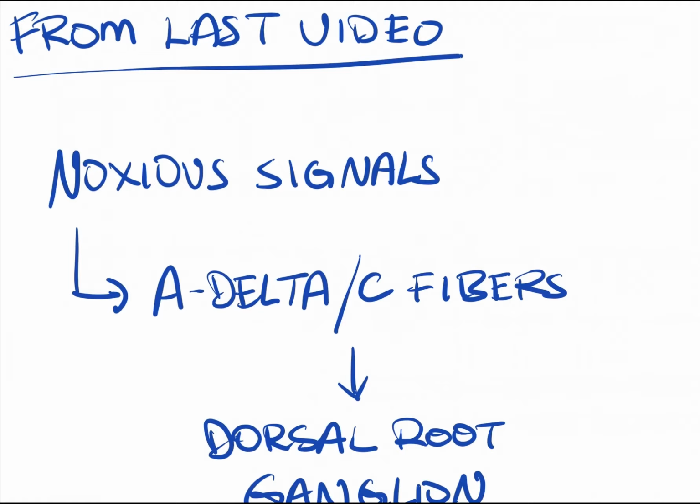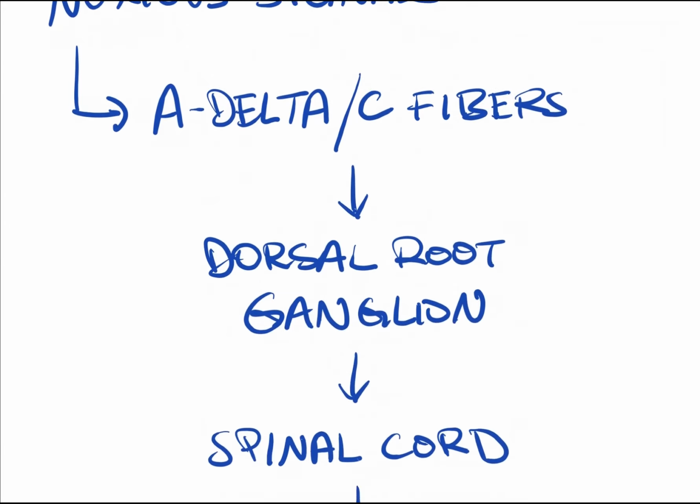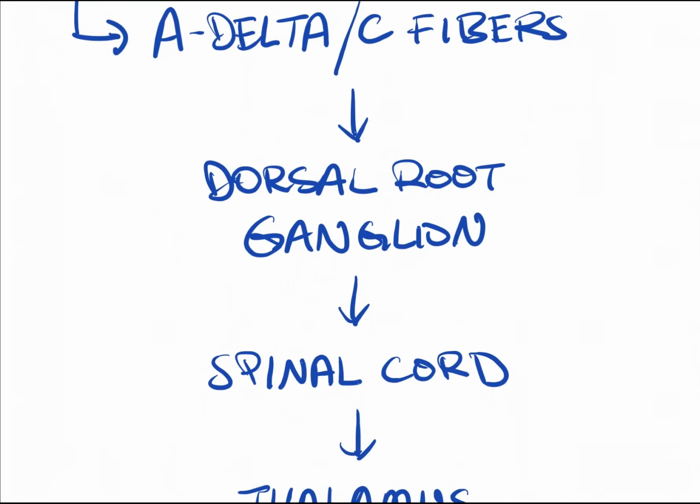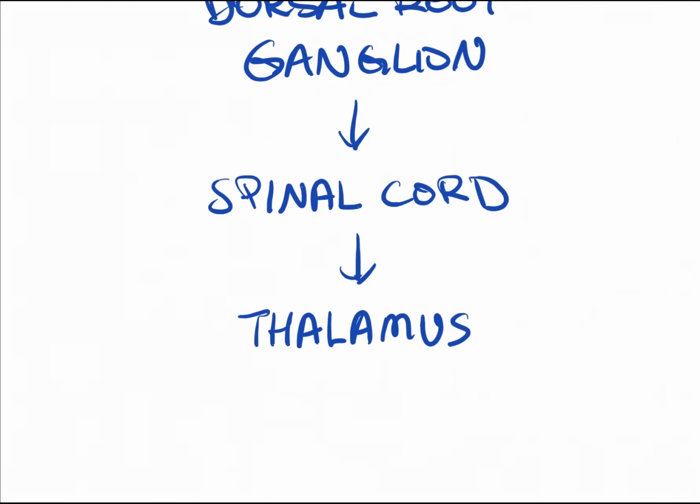From last video, just a little recap. If you remember, noxious signals or nociception is transmitted via A delta and C fibers. These synapse, or join up, in the dorsal root ganglion, which then enter the spinal cord. From there, it crosses midline and then goes up into the thalamus, which is the central relay center for the entire brain.